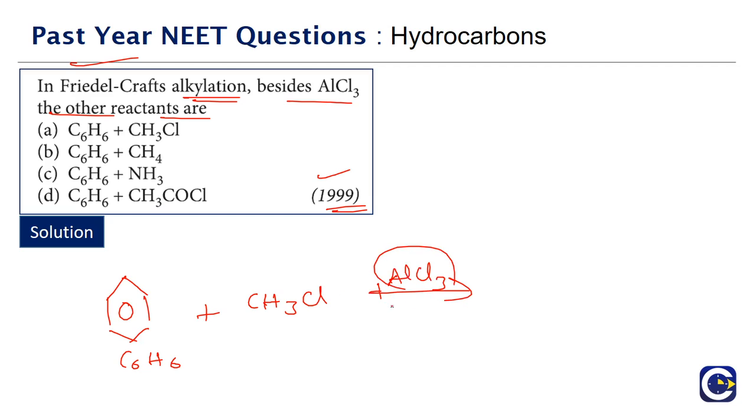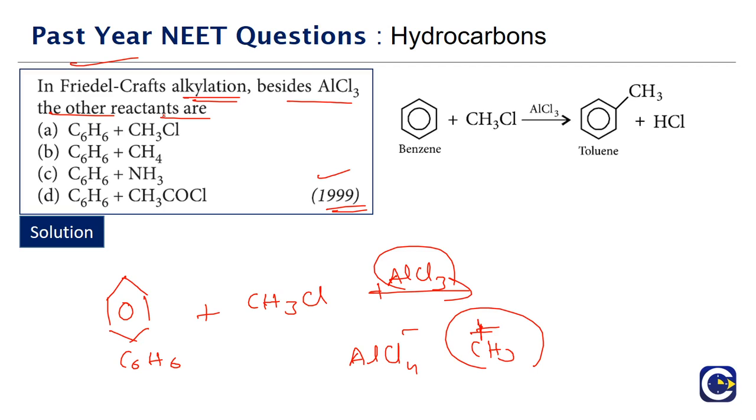So the AlCl3 will react with CH3Cl to form AlCl4 minus and CH3 plus. CH3 plus is the electrophile that will attack the benzene ring for the electrophilic substitution. So the other reactants that are required will be C6H6 and CH3Cl. After the methyl carbocation substitutes onto the benzene ring, we will get toluene. So toluene is the product that we will be getting.